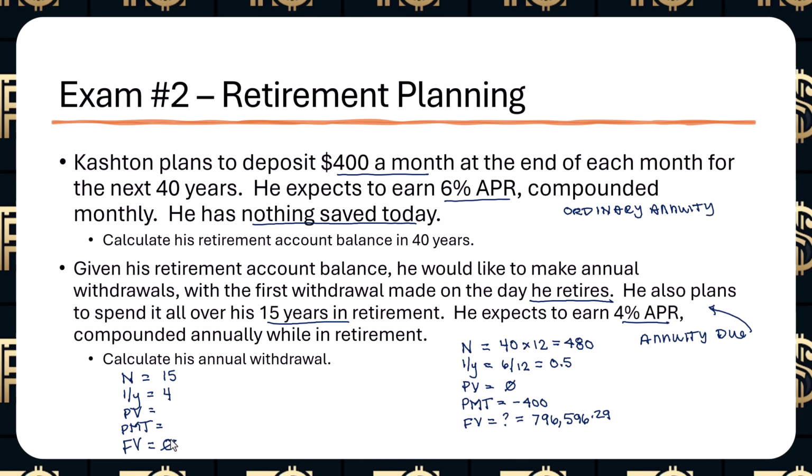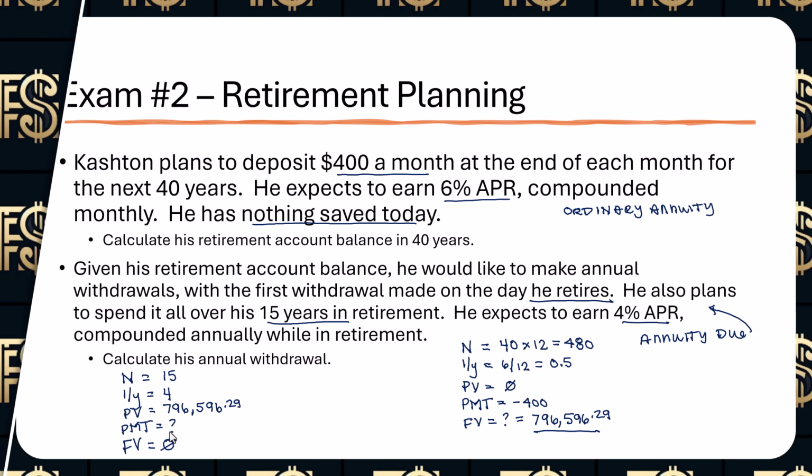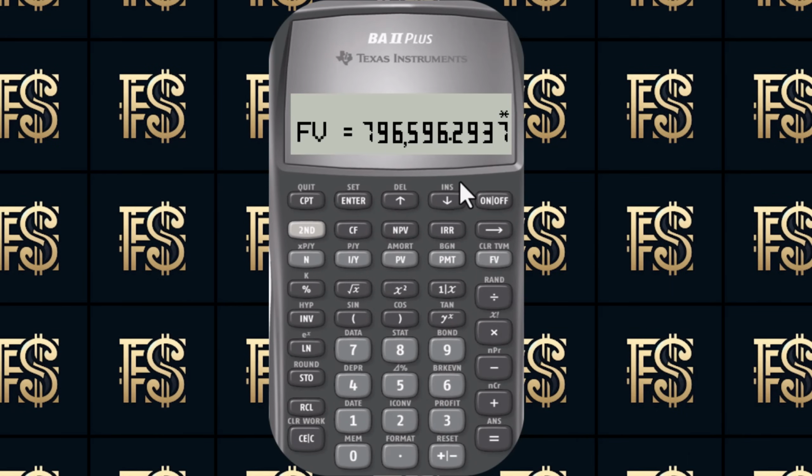And this future value that we calculated earlier, the balance of his retirement account, now becomes the present value of his account. And we are tasked with finding the annual payment. Okay, so let's go into our financial calculator. And we already have the answer here. So what I'm going to do is just hit PV to store that number into the PV button. That gives me all the decimals. I'm going to type 15 and N, 4 and IY, 0 for the future value, and I'm going to compute the annual payment.